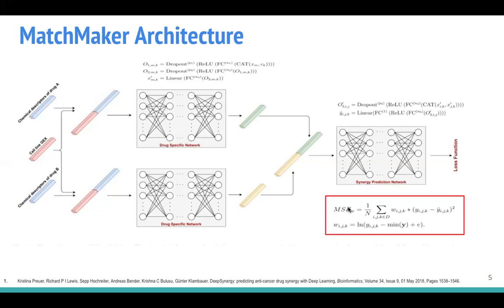High synergistic scores are less likely to be noise, therefore they are more interesting for life scientists. And therefore we used a weighted mean squared error to penalize high synergistic scores more.